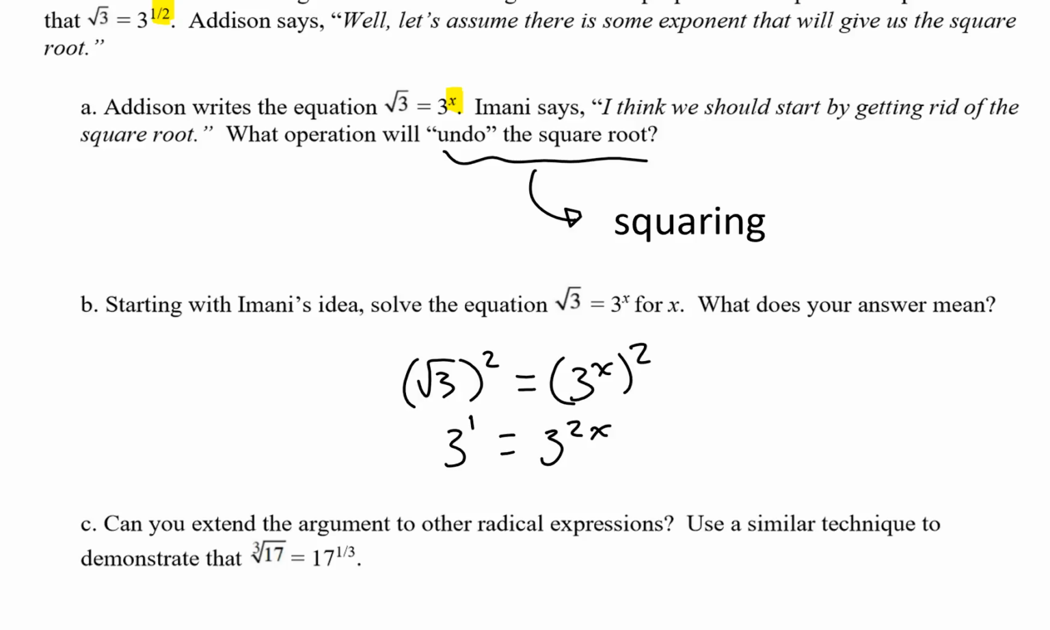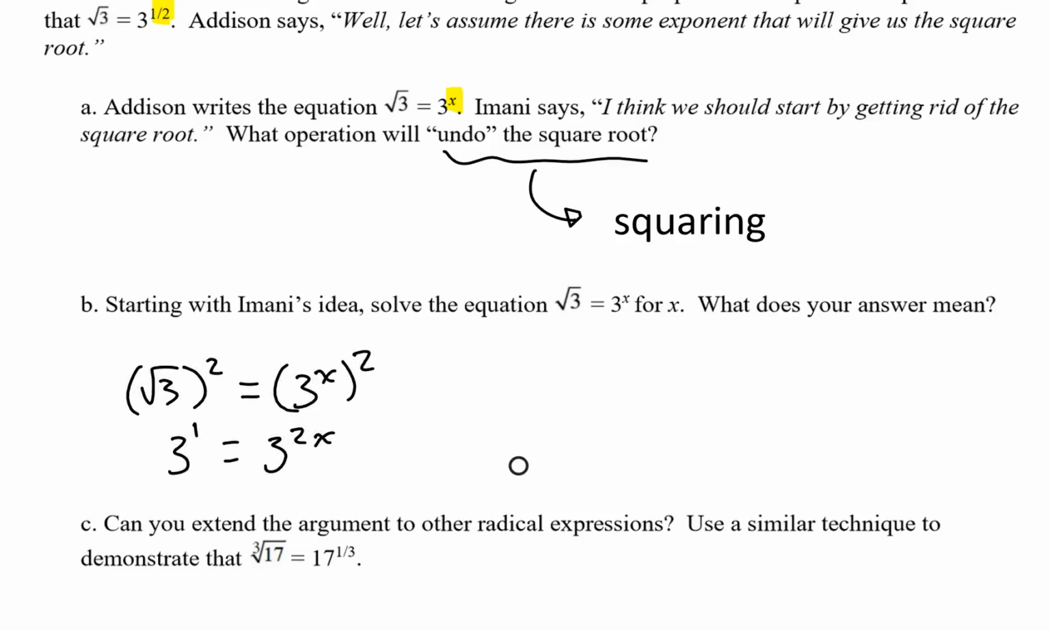I could say this is 3 to the 1. Well, this is an exponential equation, right? I've got a variable up in the exponent. And the only way that this can be true, if you look at it, I've got identical bases. This has a base of 3 and this has a base of 3.